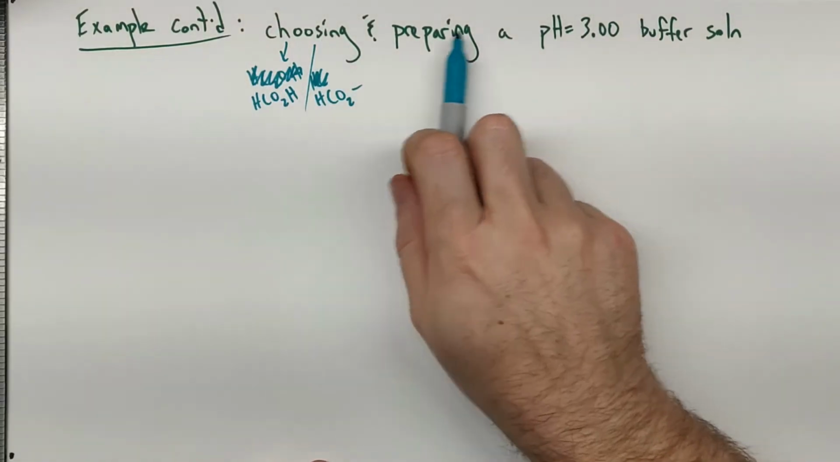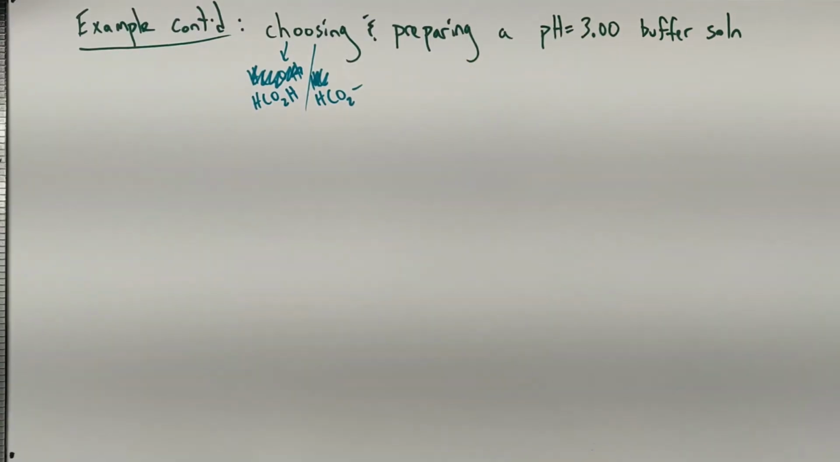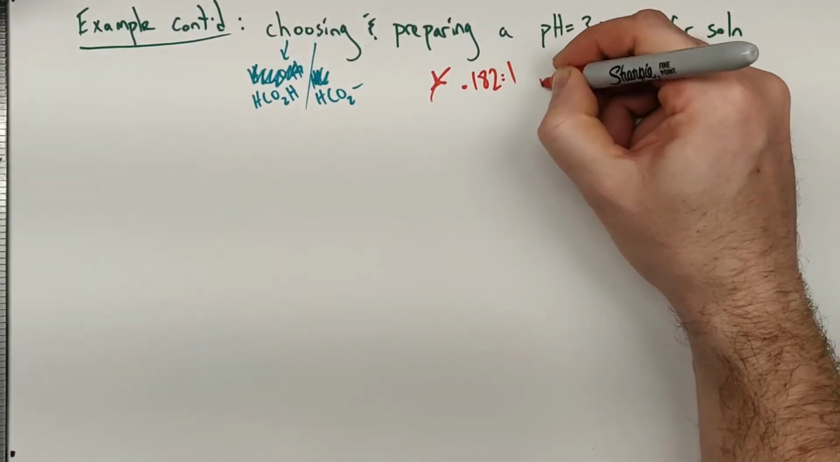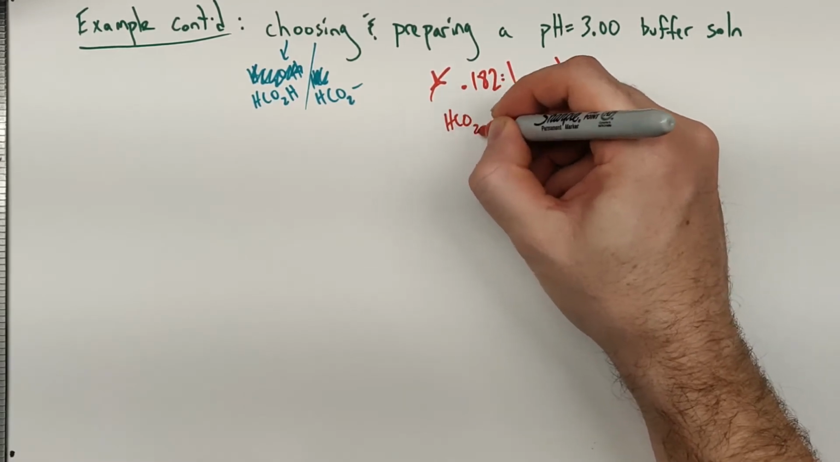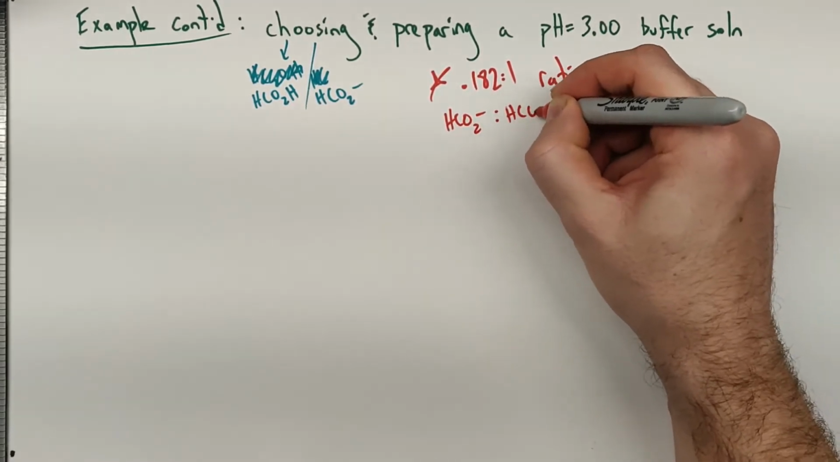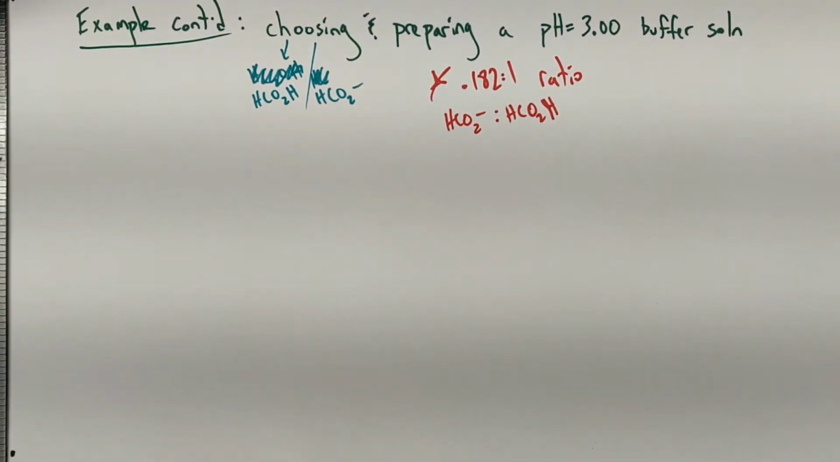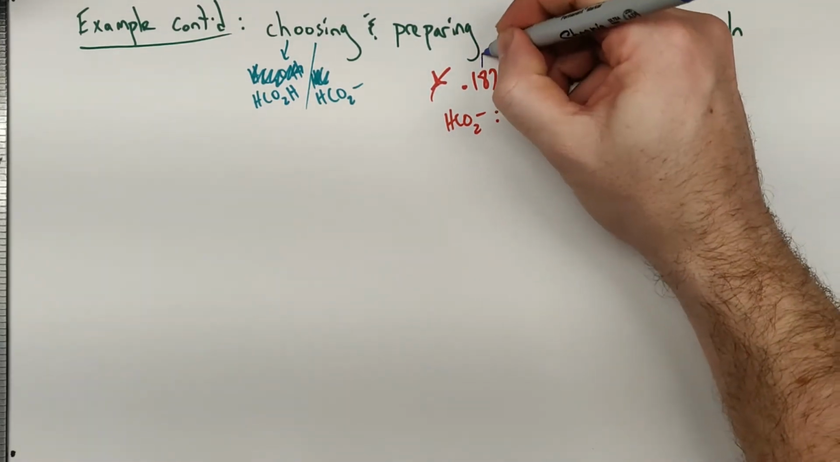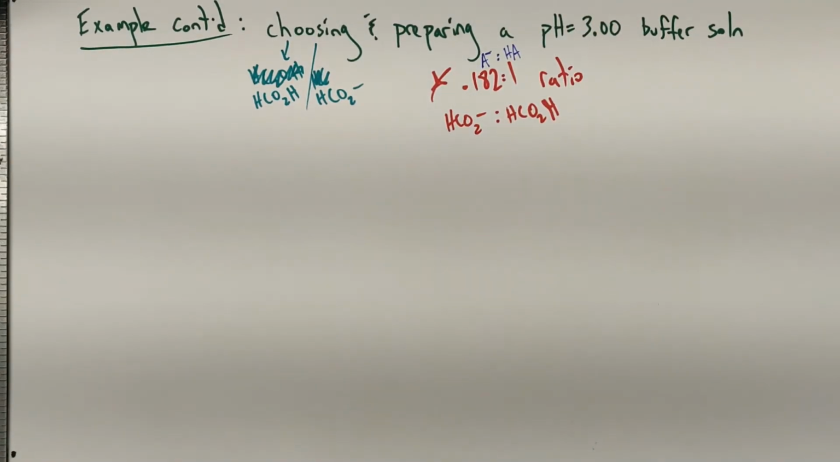We've chosen our buffer system, the formic acid HCO2H, HCO2- system, and we came up with a very specific number, and that number was a 0.182 to 1 ratio. And that is of our HCO2- to the HCO2H. And in the bigger picture, we had said in a generic system we would just label them as A- and HA.